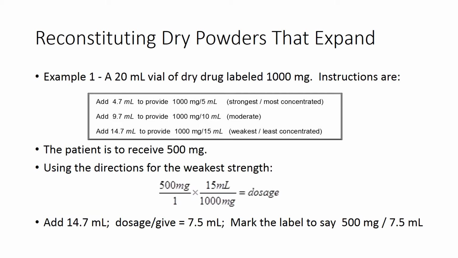Finally, if you were using the weakest solution, again, all you're doing is replacing your mL value, in this case with 15. So you add 14.7 milliliters, your dosage per give is now 7.5, and your label would be 500 milligrams divided by 750 milliliters. So again, the only thing that changes for the equations is the amount of volume of your total amount in the vial. And again, remember, if you added 4.7, you have to add the 0.3 to make it 5. If you added 14.7, you have to add the 0.3 to make it 15. And at that point, you just do the multiplication.